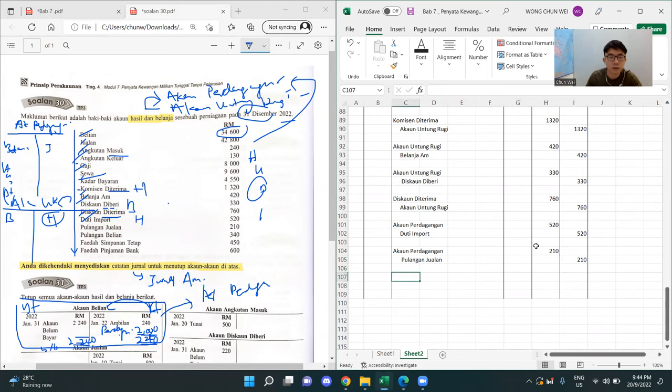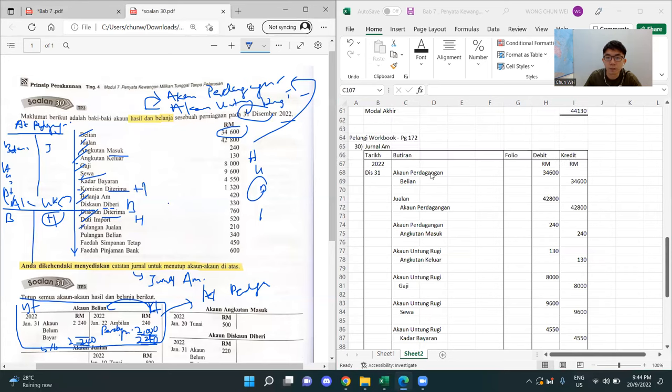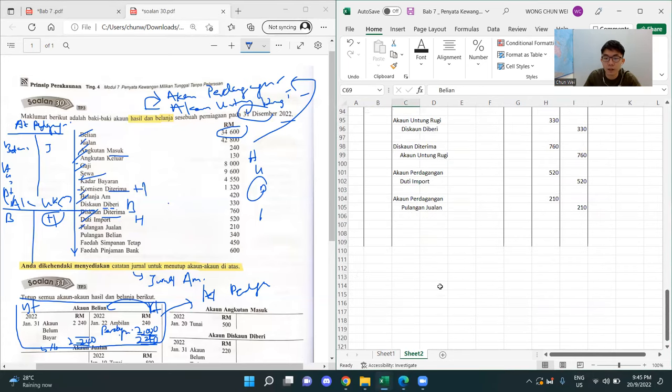Okay, next. Same thing lah, pulangan bulan. Look at bulan. Bulan tadi saya debit perdagangan, credit bulan. So, you tukar, pulangan bulan saya debit sekarang. Pulangan bulan. Then you credit account.